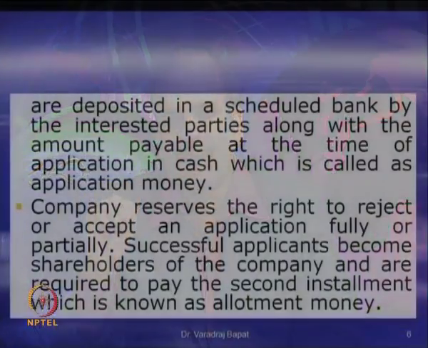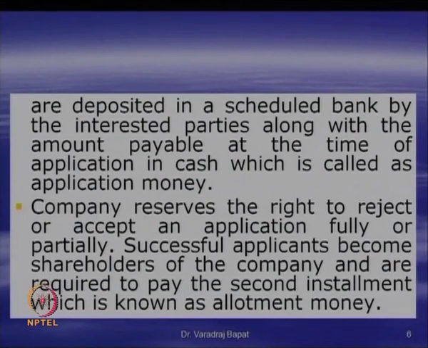Now, what happens is if there are more applicants than what the company wants to issue, then the proportionate allotment will be made. So, if the company is going to issue, let us say 5 lakh shares, but there are applications for 10 lakh shares, then the issue will be made proportionately to the applicants.